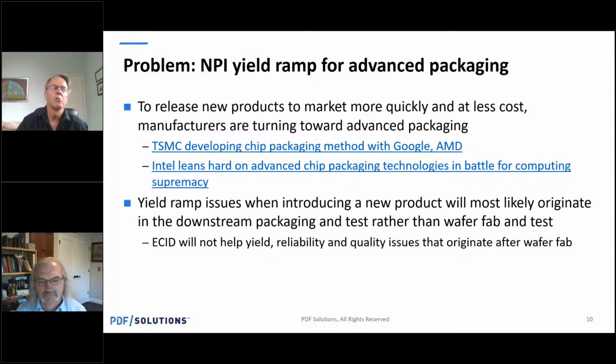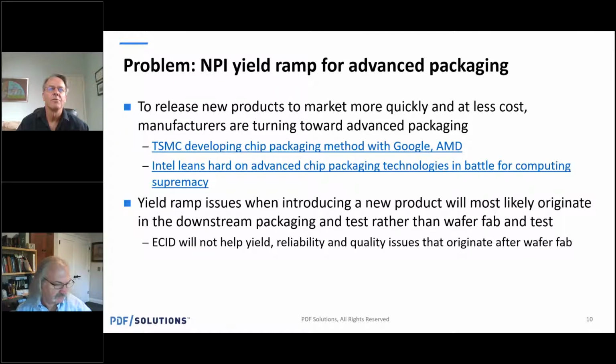So let's move on to the problem of, let's say you're introducing a new product and you want to ramp the yield up, and your product contains quite a bit of advanced packaging. This is actually a very real problem developing now because of this trend that you've probably heard of, doing heterogeneous integration of various different IP at the packaging level rather than the silicon level. And TSMC have a program in this direction, and so does Google and AMD and Intel. So it's a mainstream trend.